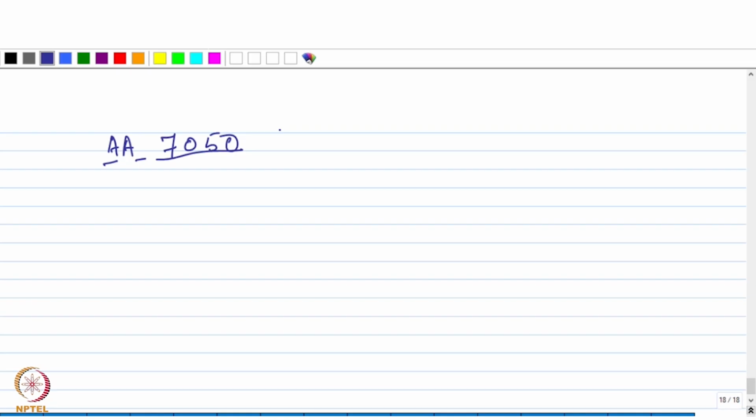So this is basically having 6.2% zinc, 2.2% magnesium, 2.3% copper, and some amount of zirconium as a grain refiner.